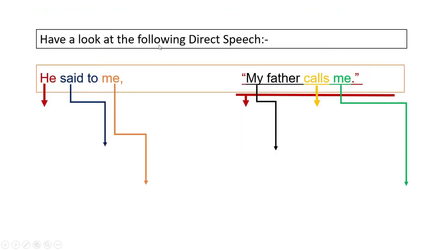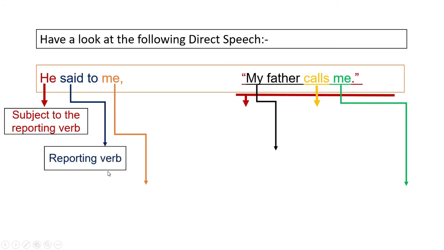Have a look at the following direct speech. He said to me, my father calls me. This sentence is in direct speech, and there is the position of the words, say he is the subject of the reporting verb said, and me is the object of the reporting verb. Now let's have a look at this direct speech.